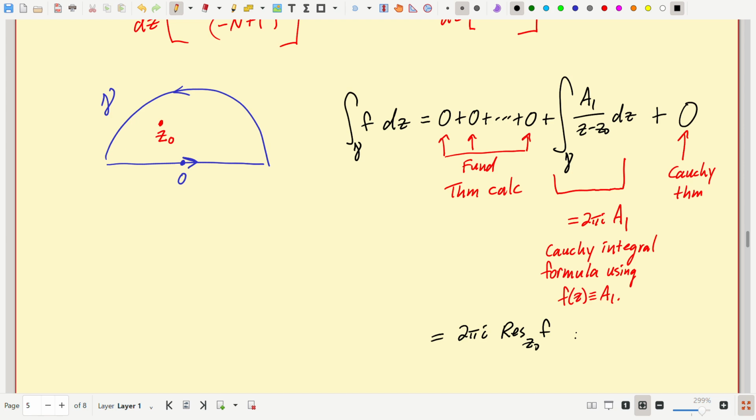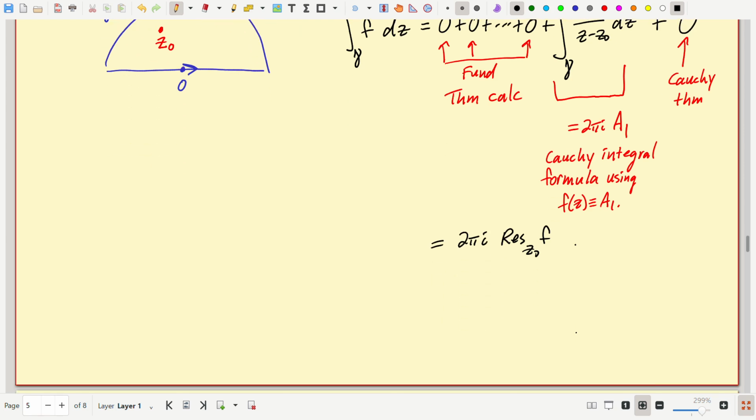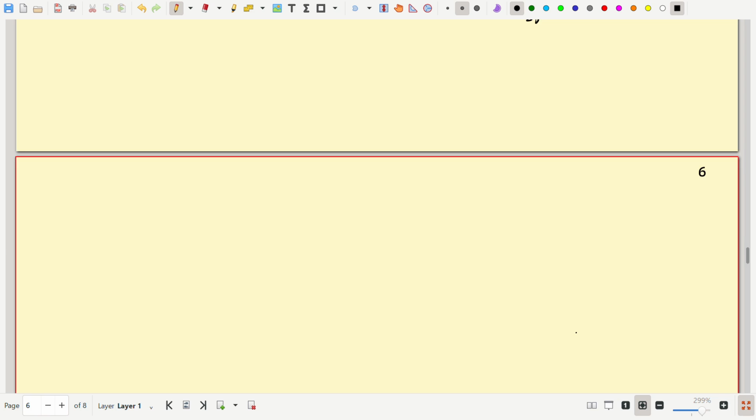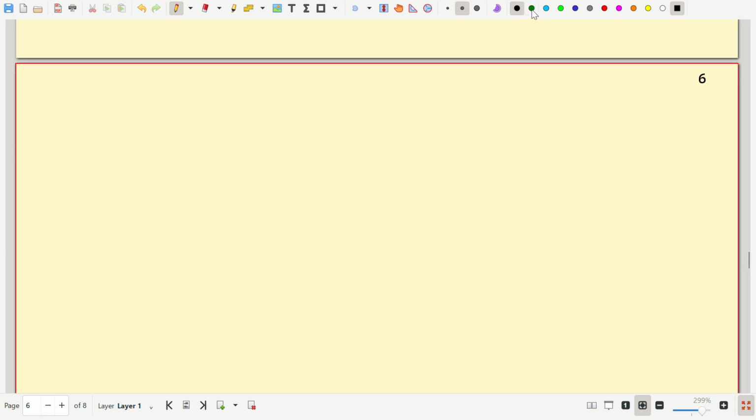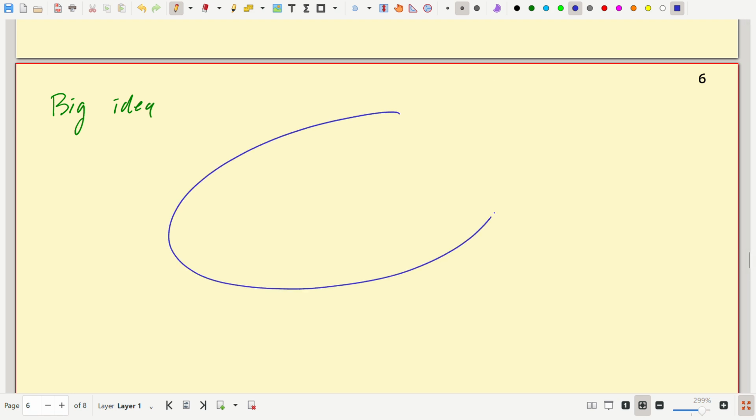So next time I'll do it carefully, but I can show you sort of the big picture for the residue theorem that I'm going to do next time. The big idea. Let's say I want to do the residue theorem for some curve gamma, and I have finitely many singular points. So I'll have a z1, a z2, and a z3. So this thing is going around counterclockwise.